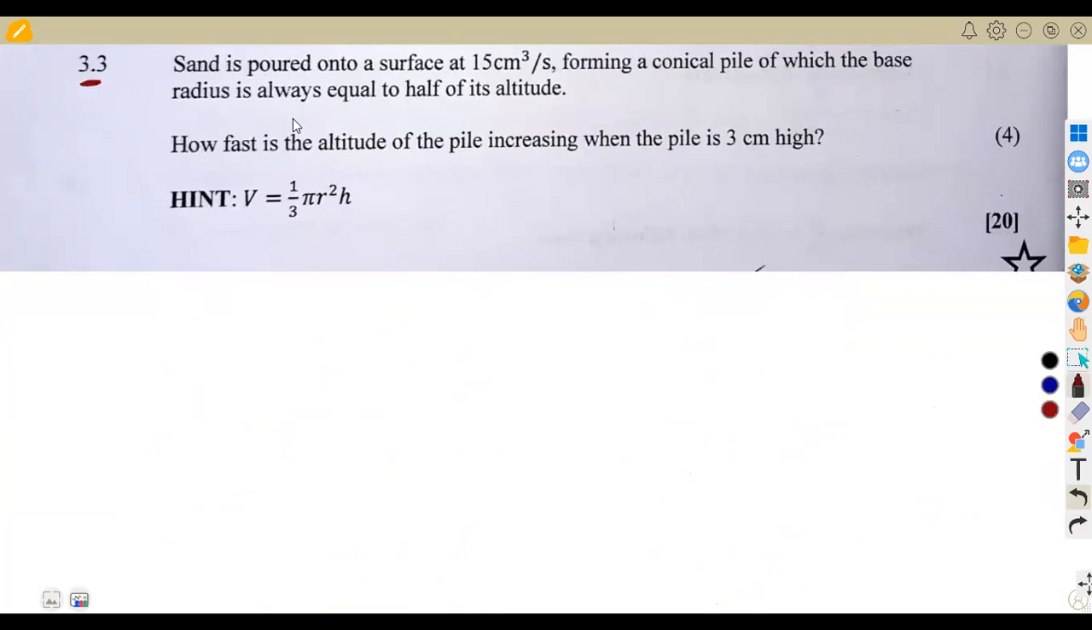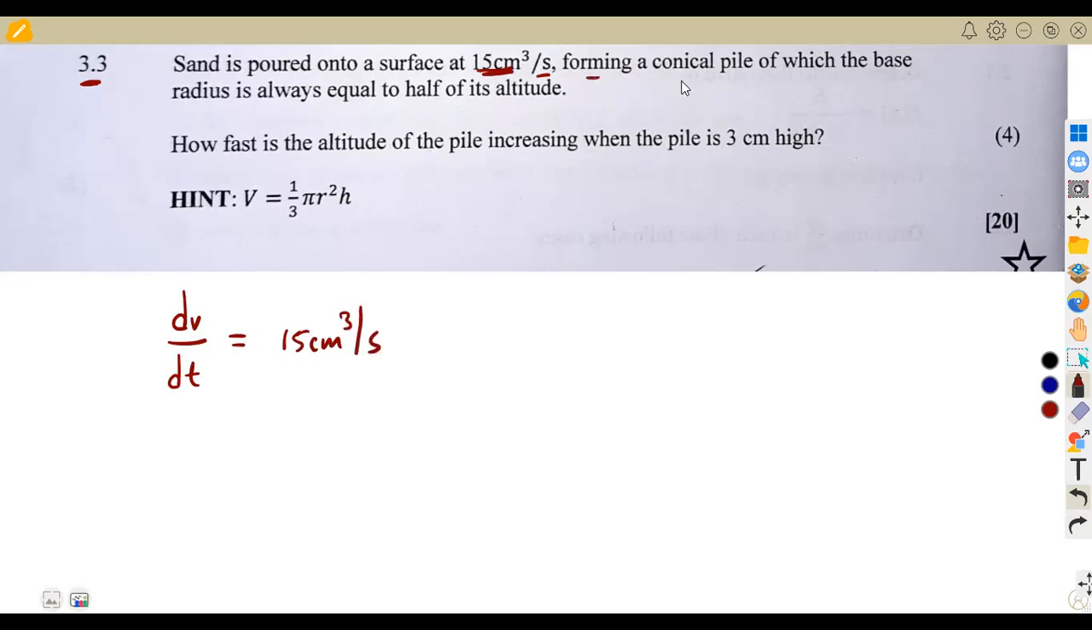3.3, we are given that sand is being poured onto a surface. So we are pouring sand on a surface at 15 cubic centimeters per second. This is not just written for 15 cubic centimeters, it can be cubic meters. We are talking about volume per unit time. So there we are given the derivative or the rate of change of volume with respect to time. Remember, volume is measured in cubic units. So that is how you tell. So this one is 15 cubic centimeters per second.